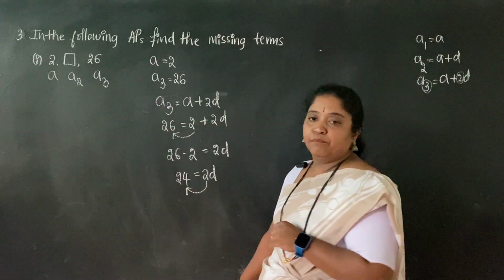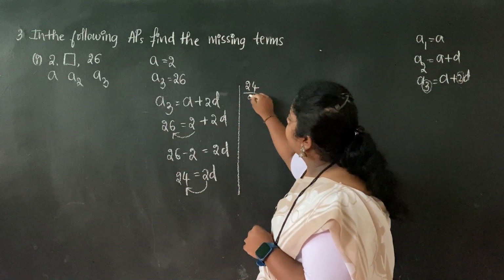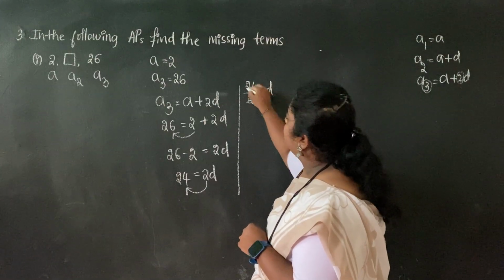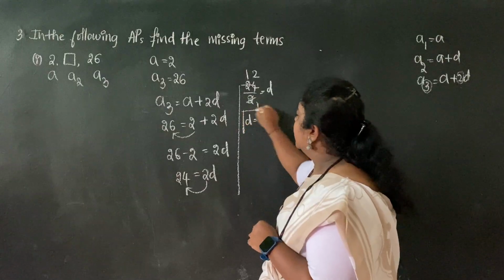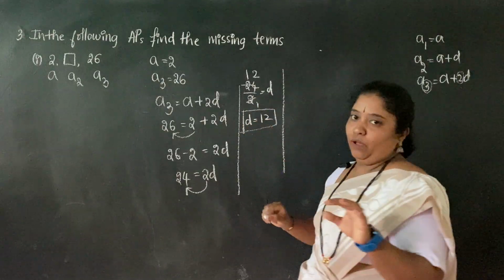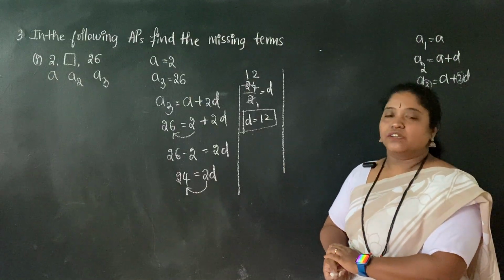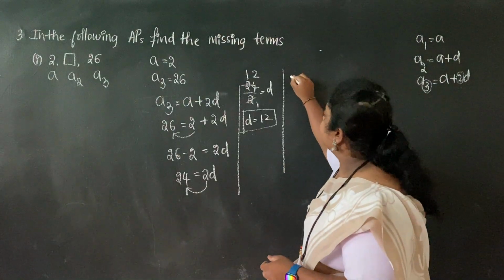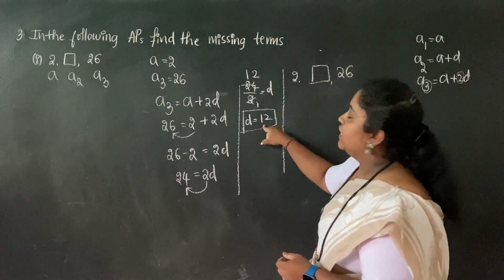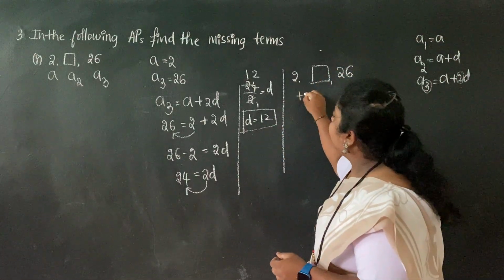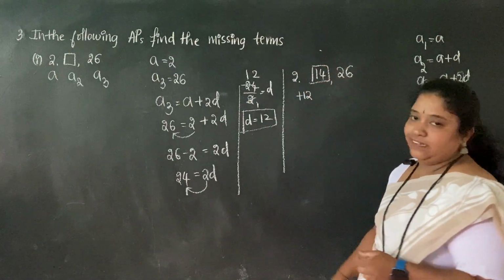Bring 2 to this side. Multiplication turns to be division. So 24 divided by 2 is equal to D. 2 ones are 2, 2 twos are 4. So D is equal to how much I'll be having? 12. Now I got the D value 12. Once I get the D value, it is very easy for me to write the arithmetic progression, isn't it? You just see, look at the board, listen. 2 comma dash comma 26. D value is how much? 12. So if I add 12 to the first term, sure that I'll be getting the next term, isn't it?